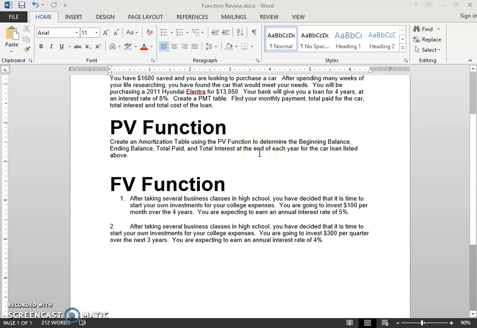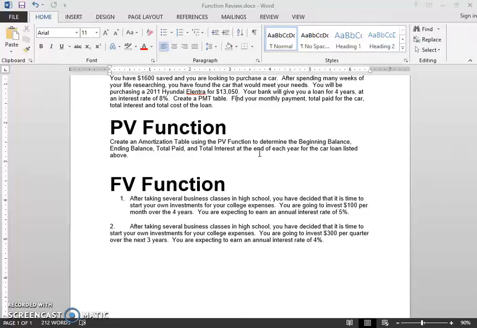On to our third function review. The first two functions we have reviewed: the PMT function, which is a monthly payment, and the PV function, which is present value. So in other words, on a car payment or an amortization table, how much do we currently owe? The third function is the FV function, or in other words, the future value function.